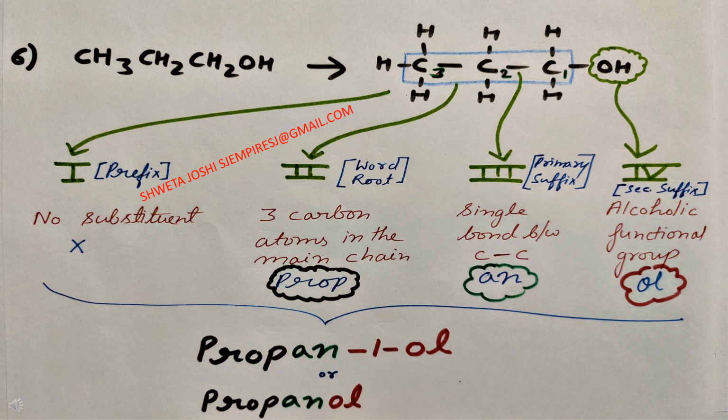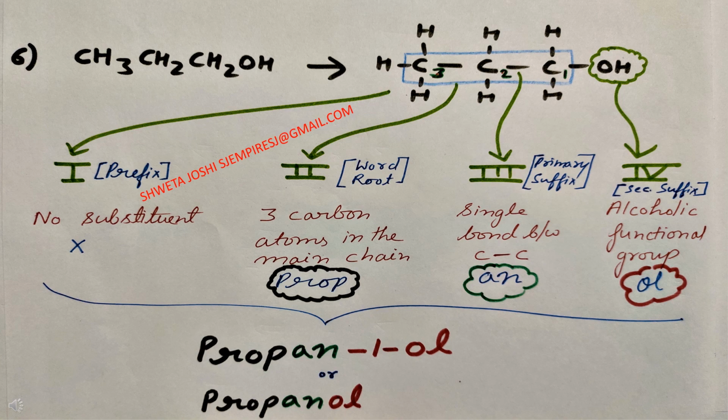Now our sixth compound is CH3CH2CH2OH. We are going to make the open structural formula of this compound. Now we can see that there is no substituent group present in this compound, so we are going to skip that first part. Since there are 3 carbon atoms in the main chain, the word root will be prop.